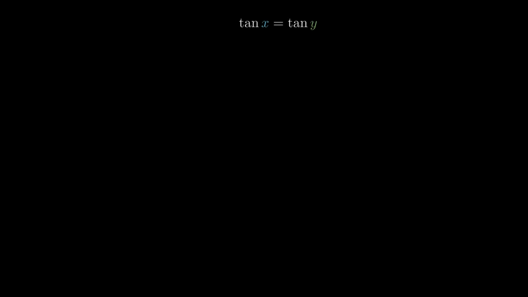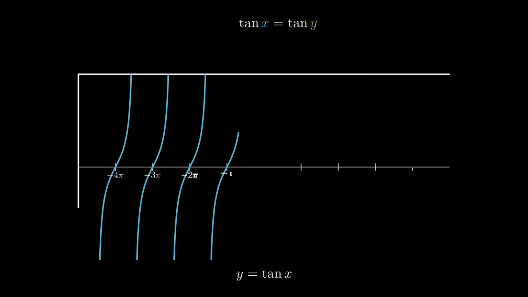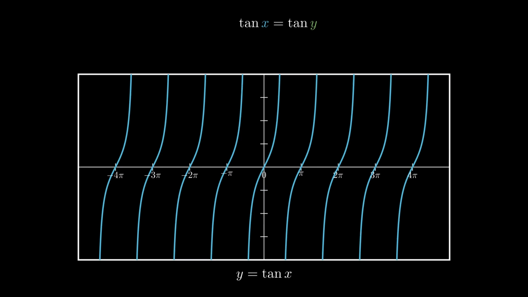Now for tan x equals tan y. It's pretty simple if we know when the tan function repeats. This is the graph of y equals tan x. If you take a point on the curve, the point on the curve having the same y coordinate repeats exactly after pi. So tan doesn't change after any multiples of pi. Therefore x equals y plus n pi.